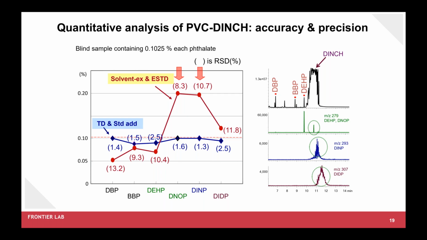Also, with the solvent extraction approach, high concentration values for DNOP, DINP, and DIDP result, which is due to the interference from the co-loading with DINCH. On the other hand, the thermal desorption technique, shown here as a blue curve, gives an almost constant response for all 6 phthalates, very close to the theoretical value, with an average precision of 1.8% RSD. And this accuracy can be obtained as the phthalates are thermally extracted from the mixture and unique quantification ions are used to distinguish them from one another.